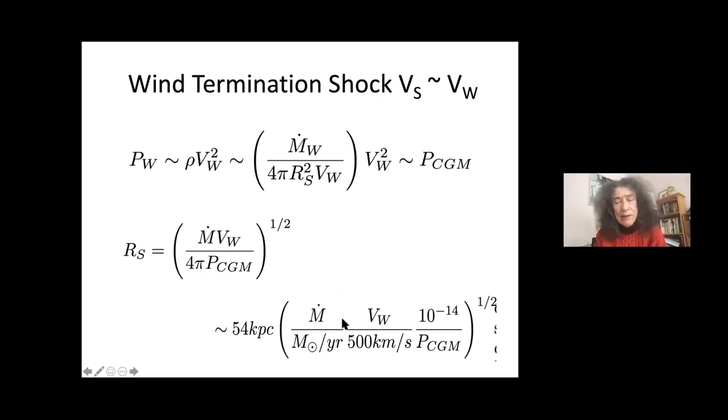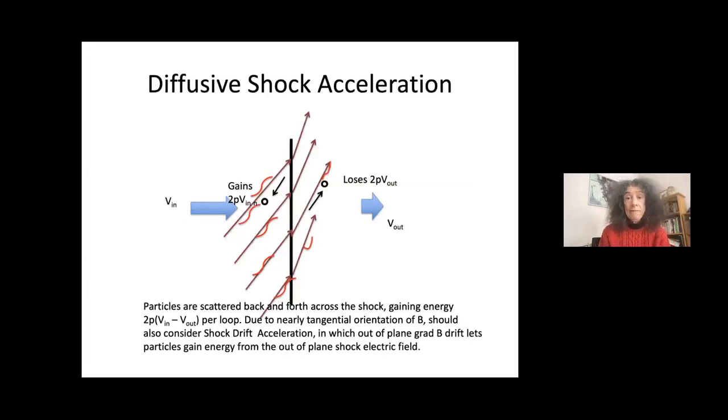And if we evaluate this for sort of fiducial numbers, 1 solar mass a year, 500 kilometers a second wind, ambient pressure of 10 to the minus 14 in CGS, then this is about 50 kiloparsecs. So we expect these termination shocks to be 50, 100, 200 kiloparsecs from the parent galaxy. Okay, and the shock velocity is about the same as the wind velocity. And there are two types of shock acceleration that we could consider.